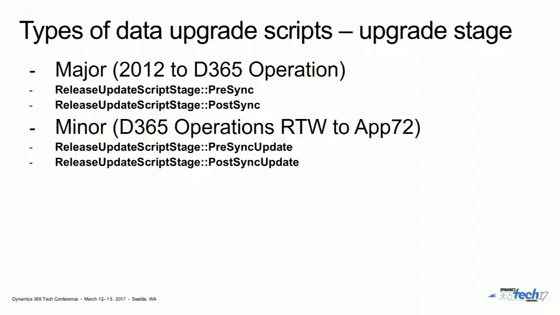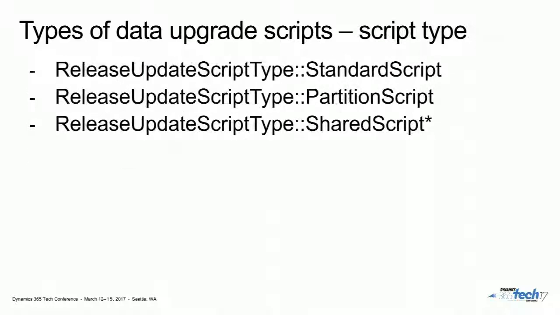If we were to run a 2012 up to D365 upgrade today, those scripts will not get run, right? Because they're considered minor scripts. And all the existing scripts that our team is working on, we're tagging them with pre-sync and post-sync, which means they are major upgrade scripts. So if you are to write a script for 2012 to D365, you have to tag them with the major upgrade attributes.